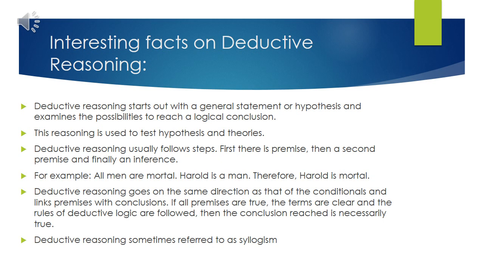Deductive reasoning goes in the same direction as that of the conditionals and links premises with conclusions. If all premises are true, the terms are clear, and the rules of deductive logic are followed, then the conclusion reached is necessarily true. Deductive reasoning is sometimes referred to as syllogism.